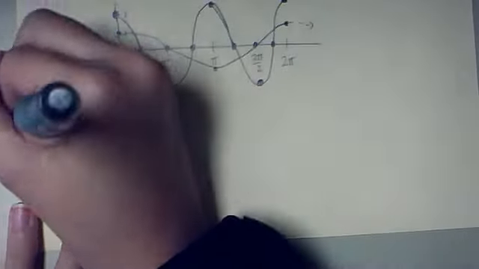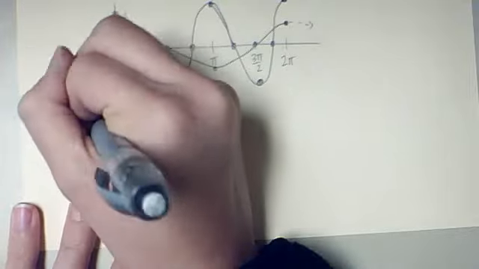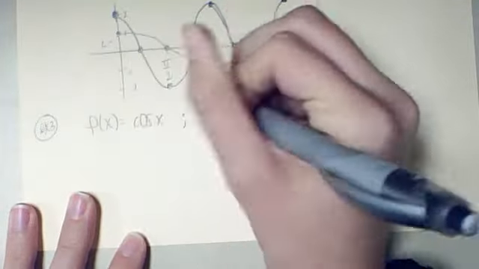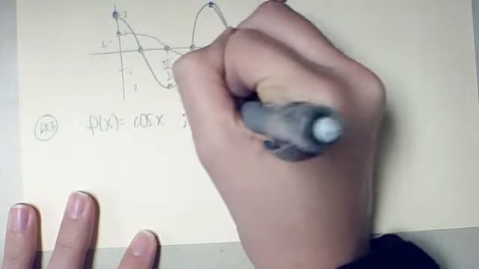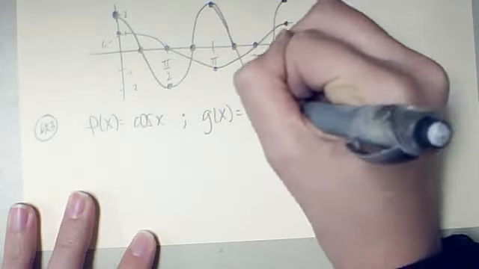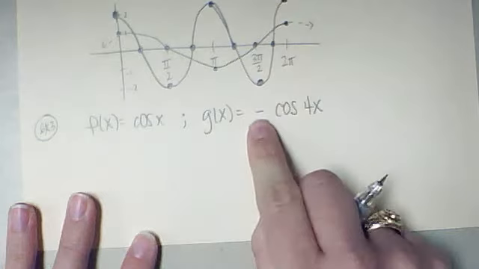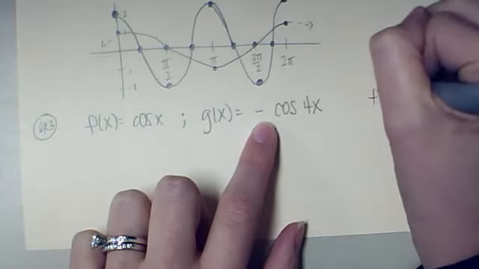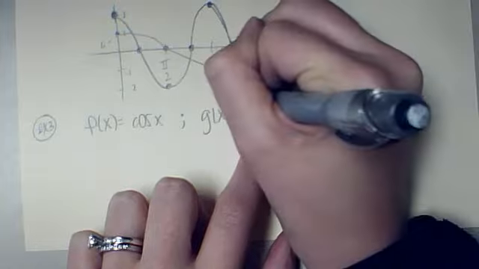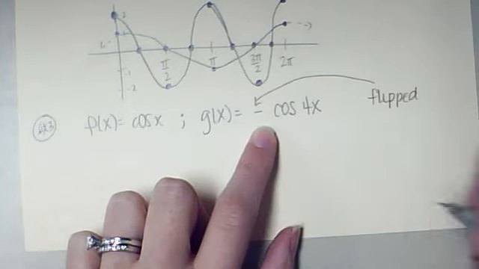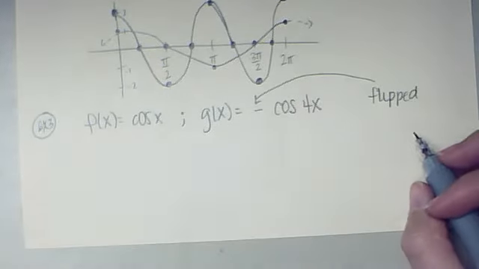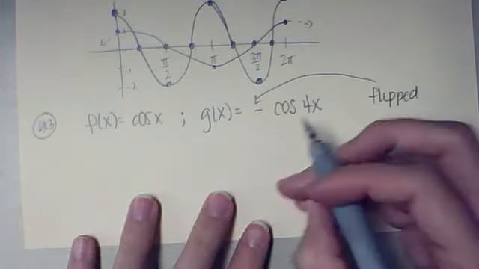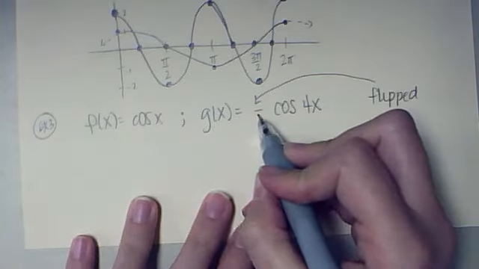The third and final example that I would like to show you is if f of x equals the cosine of x, so cosine is the original here, g of x is negative cosine of 4x. Now, a negative means that it's reflected or flipped. So this one is going to be flipped. And that's because of that negative sign. The only way we flip is over the x-axis, so don't worry about that. We're never going to flip over the y. So it'll be negative, flipped.